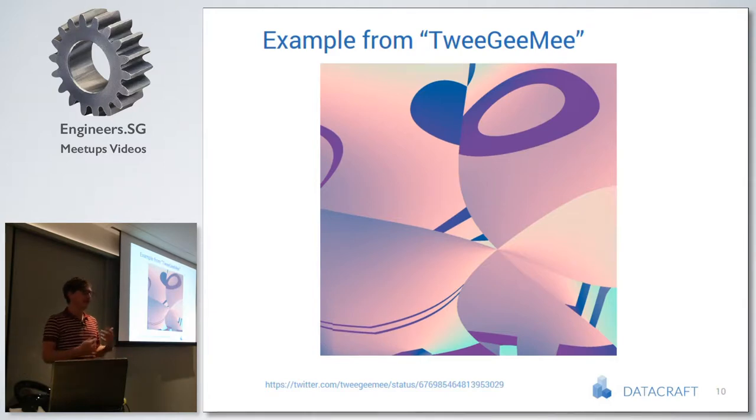Obviously, for evolution, you need a little bit of input. So TweegeeMe takes favourites, likes or retweets and uses those to feed the algorithm. So if you like a particular kind of image, it's going to create more images with those kind of components and those kind of things.